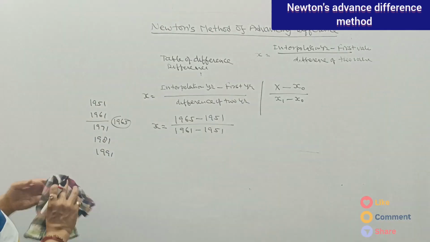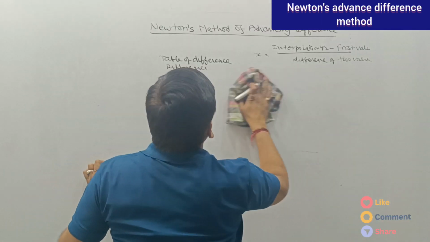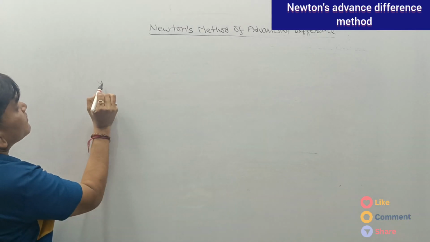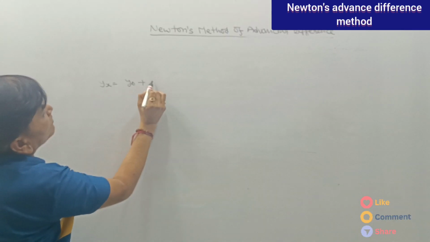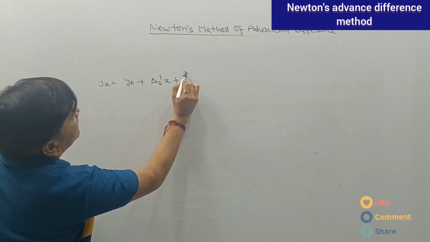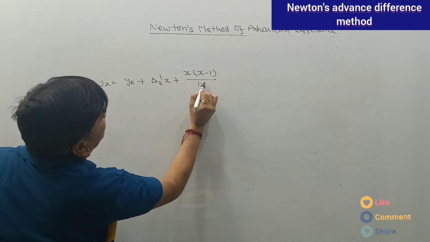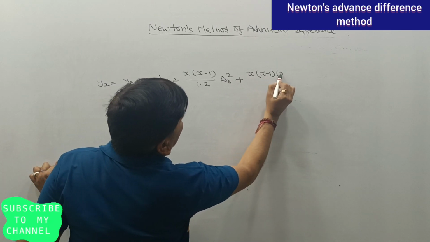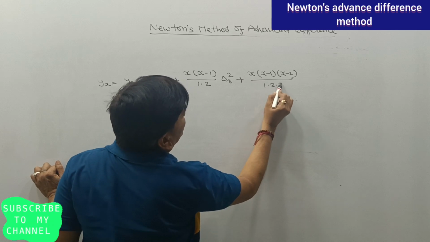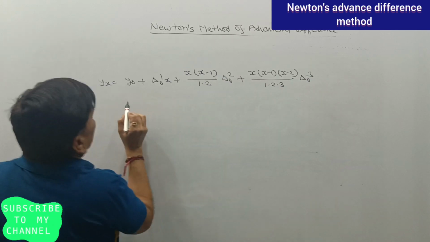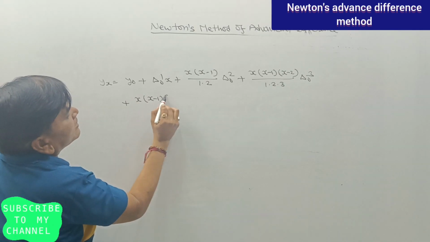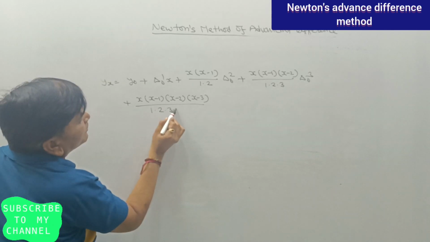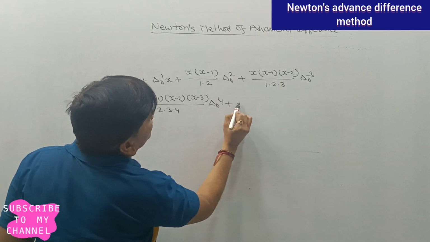So after getting the x value and the differences, we have to use this formula. Again I am writing: yx is equal to y0 plus delta 0 1 x plus x into x minus 1 divided by 1 multiply 2 delta 0 2 plus x value x minus 1 x minus 2 divided by 1 multiply 2 multiply 3 delta 0 3 plus x minus 1 x minus 2 x minus 3 upon 1 2 3 4 delta 0 4, and it goes on.